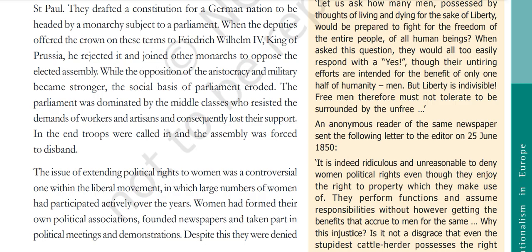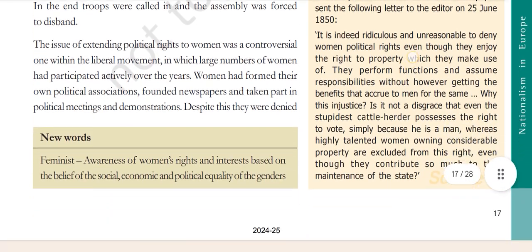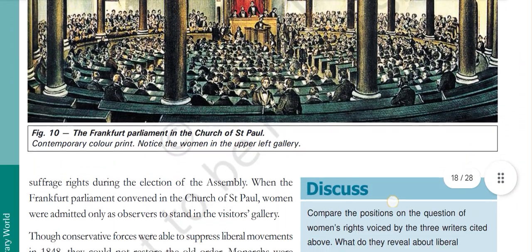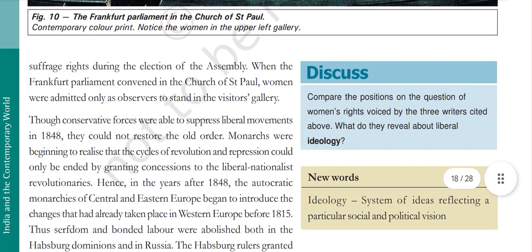The issue of extending political rights to women was a controversial one within the liberal movement, in which large numbers of women had participated actively over the years. Women had formed their own political associations, founded newspapers, and taken part in political meetings and demonstrations. Despite this, they were denied suffrage rights during the election of the assembly.